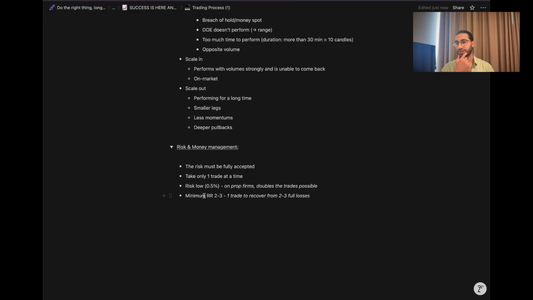However, if you have, for example, a 50-50 win rate, or a 60% win rate, then you allow yourself to have a 1 to 1, because if you lose 40%, you win 60%, you're still profitable. It's all about maths, and it's very simple.